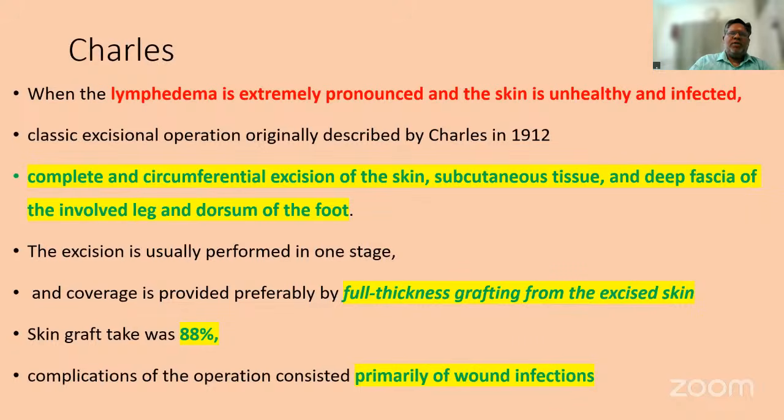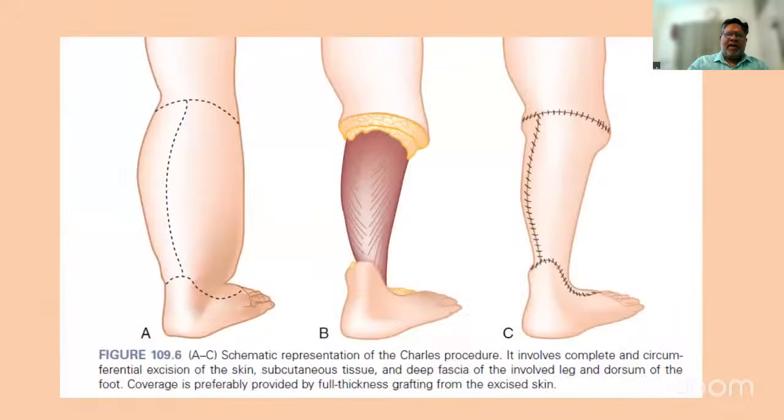Whereas in Charles procedure, when lymphedema is extremely pronounced and the skin is absolutely unhealthy, it is a classic excisional operation, a complete circumferential excision of the skin, subcutaneous tissue, and the deep fascia of the leg and the foot. It is done in one stage, and a full thickness graft, usually from the excised skin itself, is applied. This is also very specific in Charles procedure. Skin graft take is nearly 88%, but wound infections can occur. So here, if you can see, the deep fascia is also removed. Okay.